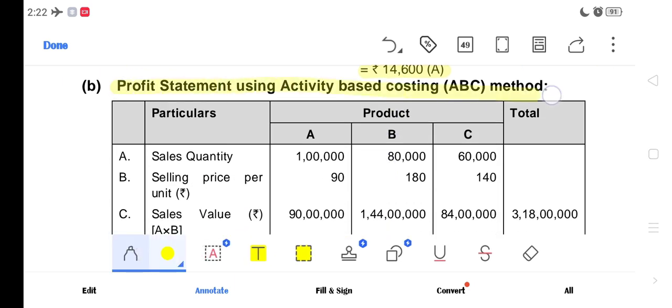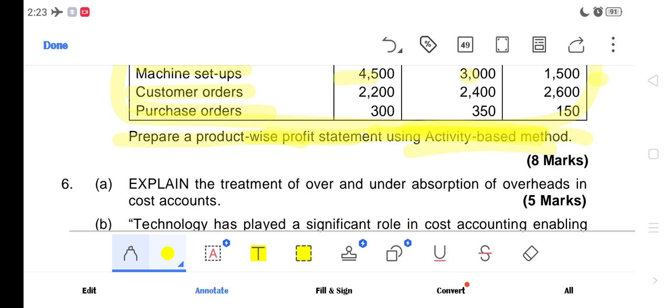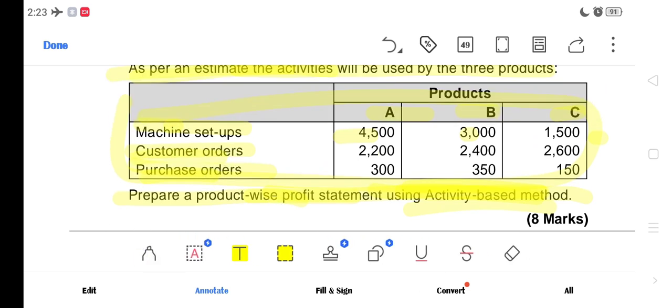So, profit statement using ABC costing. This is an ABC costing method. They're asking about profit, so we should start with sales. Obviously sales minus cost, which includes direct cost and overhead cost, will directly give the profit. But in overhead cost we have to add the machine department and assembly department costs, and they have given the setup cost, purchase orders, machine setups, customer orders, and purchase orders. So all this comes under overheads only.